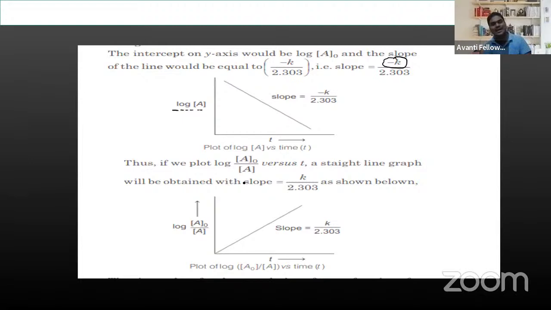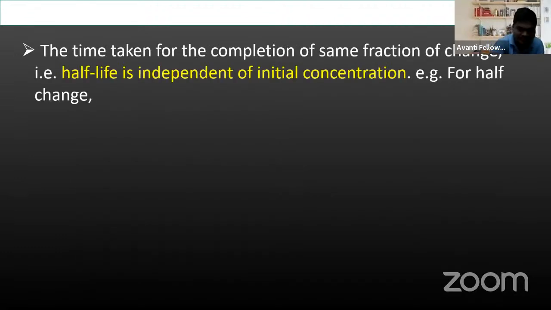Thus, if we plot log a₀/a versus t, we will get a graph like this. So always remember these two graphs. Whenever a graph of log a, or log (a − x), versus time t is given, we can draw it as in the first figure. Similarly, if we plot log a₀/a against time, we get a straight line with a positive slope.